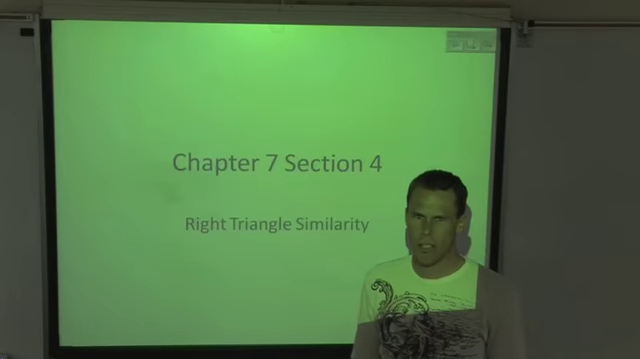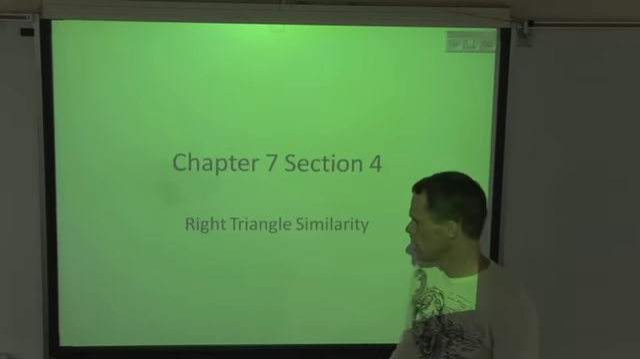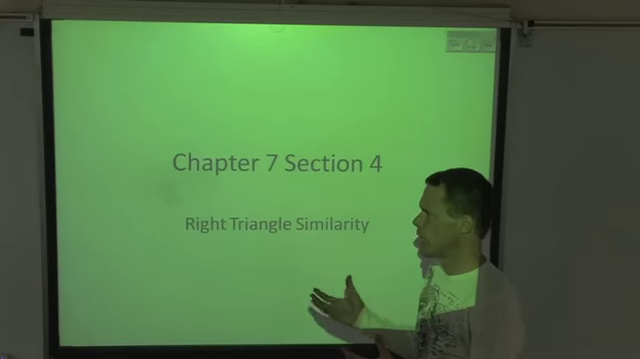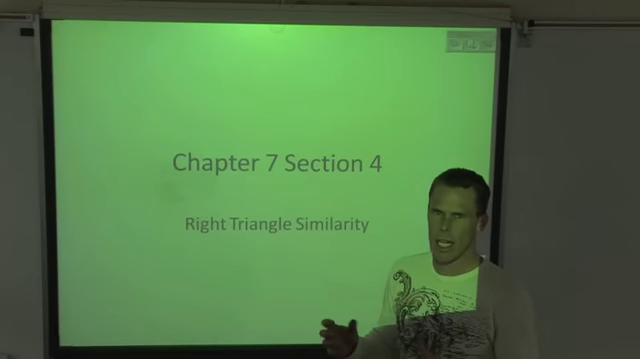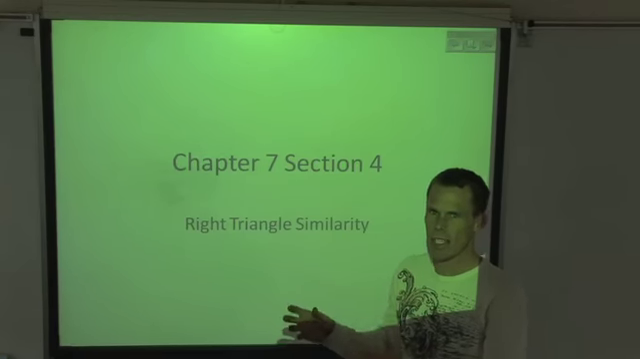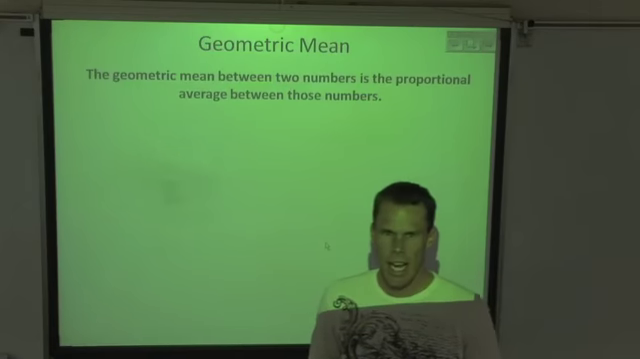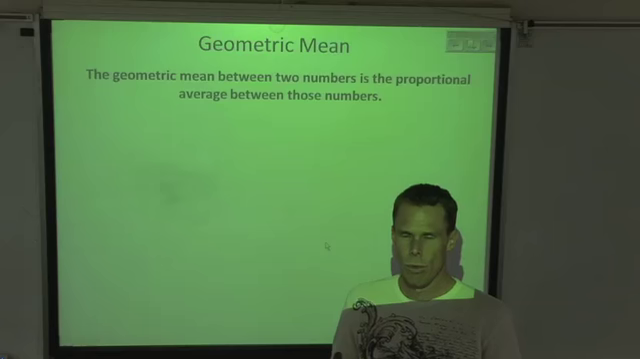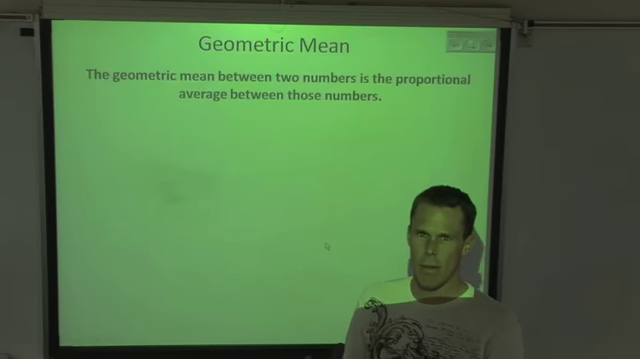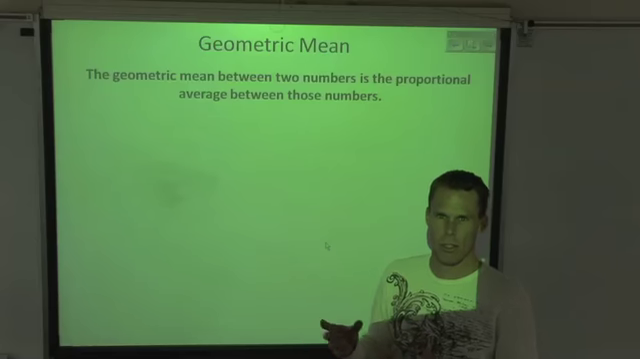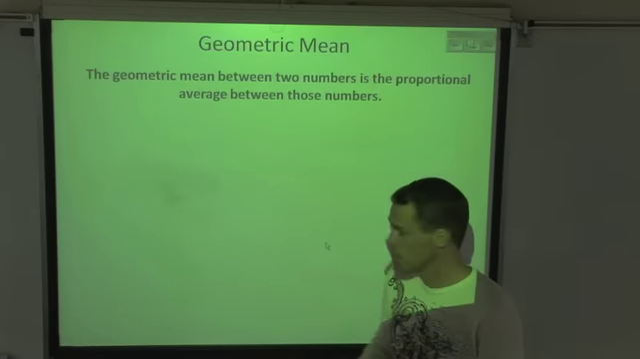This video is for Chapter 7, Section 4, about right triangle similarity. Before we start looking at right triangles and the similarity that we've been studying, we're going to take a little side tour real fast into something called geometric mean. At the end of this lesson, when we come into class, we'll see that geometric mean shows up in all of these problems and therefore can be used as a shortcut eventually.